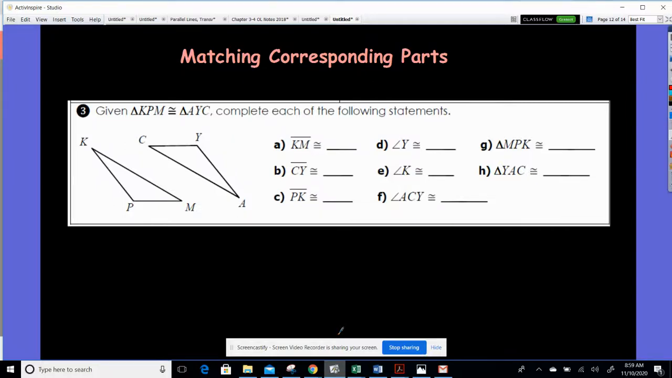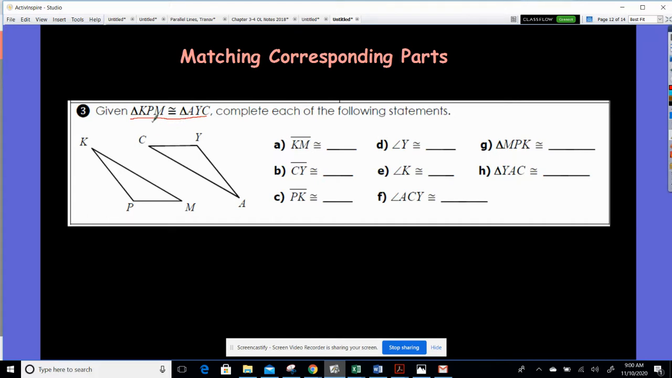With this example, we're going to be matching corresponding parts. If you look at the given, it says that triangle KPM is congruent to triangle AYC. We know that this congruency statement is very important, okay? It's showing us all the corresponding parts in this statement. We're going to complete each of the following statements.